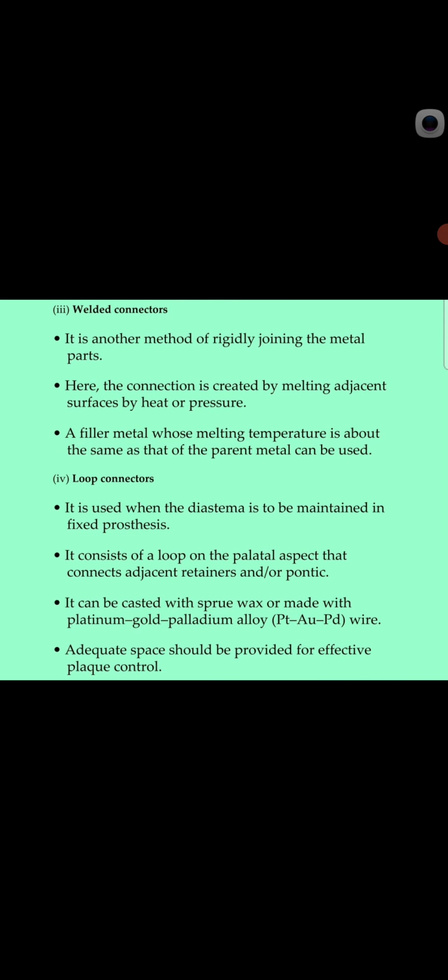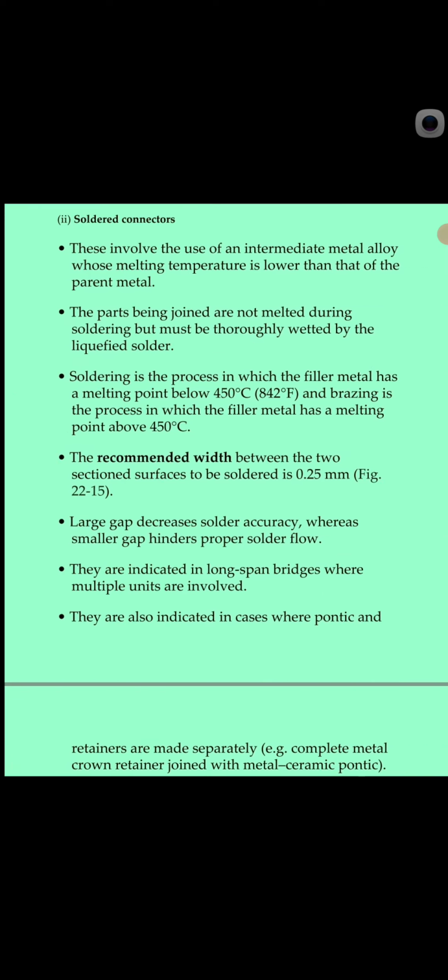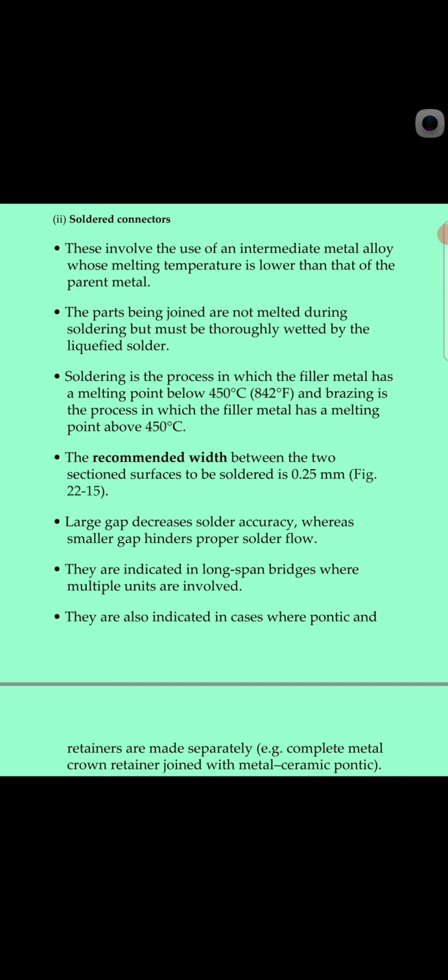Now come to the welded connectors. It is another method of rigidly joining the metal parts. Here the connection is created by melting adjacent surfaces by heat or pressure. A filler metal whose melting temperature is about the same as that of the parent metal can be used. Remember, in welded connector and cast connector, a filler metal whose melting temperature is the same as that of the parent metal is used. But in a soldered connector, the flowable metal has a lower melting point as compared to the parent metal.